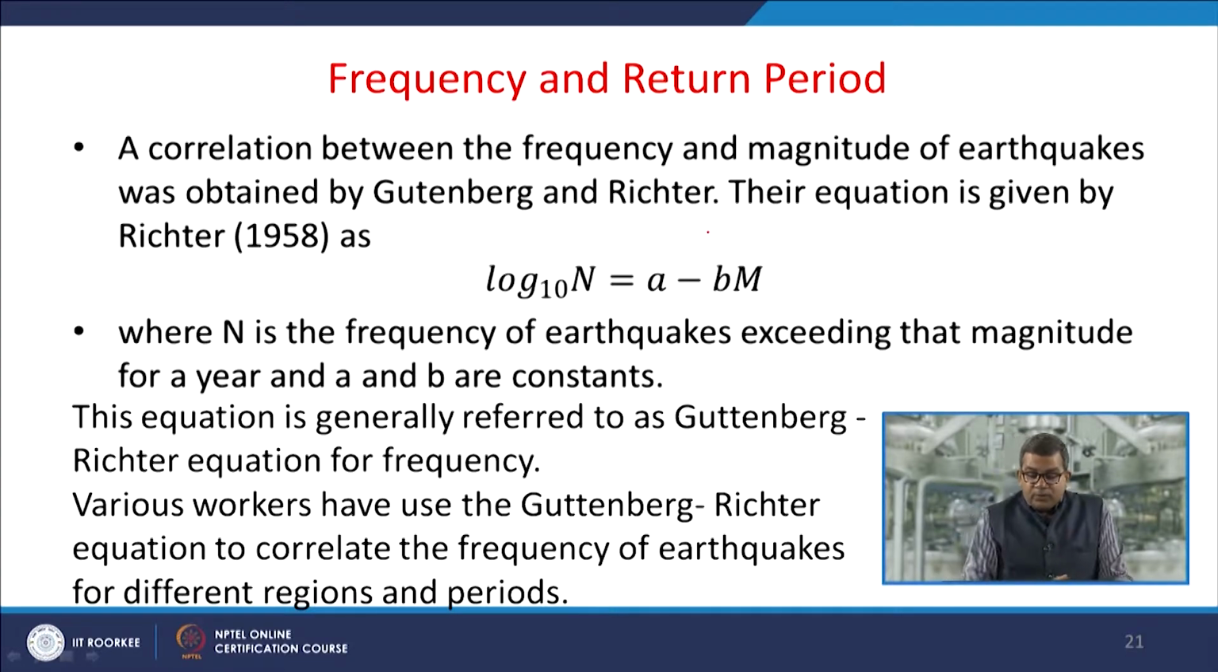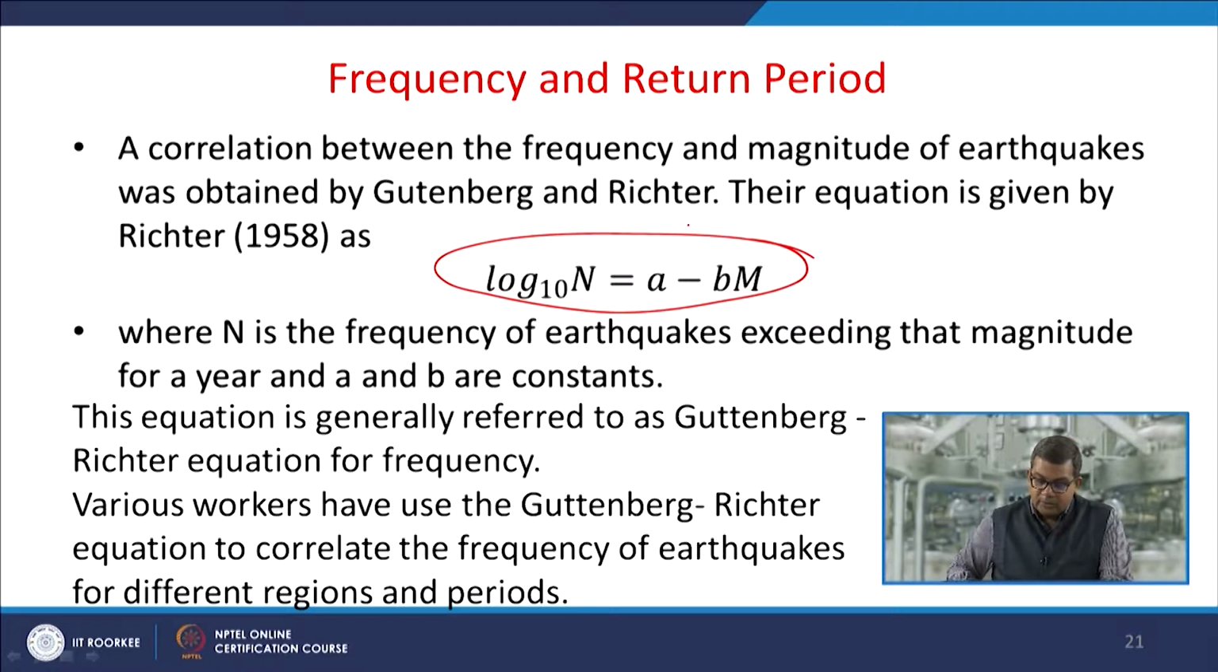Now, let us have a look at the frequency and return period. A correlation between the frequency and magnitude of earthquakes was obtained by Gutenberg and Richter. This equation was given by Richter in 1958 as log N to the base 10 equal to a minus b M, where capital N is the frequency of earthquakes exceeding that magnitude in a year, and a and b are both constants. This equation is generally referred to as the Gutenberg-Richter equation for frequency. Various workers have used this equation to correlate the frequency of earthquakes for different regions and periods.